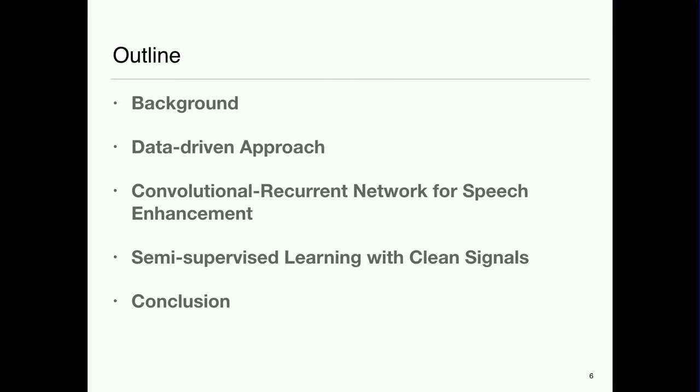So here's the outline of the talk today. I will first give a very brief introduction to the background, like the pipeline of the speech enhancement system, and also the mathematical definition of noise and speech enhancement. Next, I will shortly describe related work using data-driven approaches to do speech enhancement. The third part is the main part of this talk, where I will introduce the convolutional recurrent network for speech enhancement. In this part, I will also briefly discuss our preliminary results on combining clean speech to further improve speech enhancement using semi-supervised learning approaches. And finally, I will conclude the talk with some take-home messages, which hopefully will be useful for you.